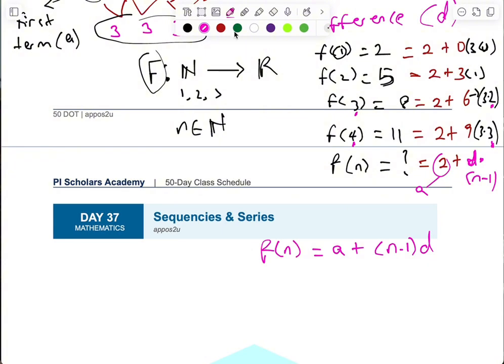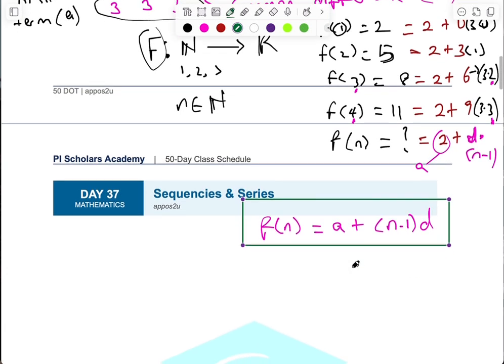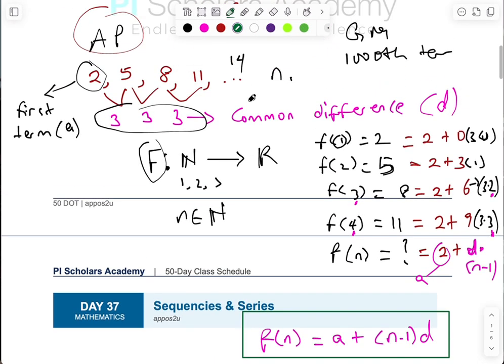And this is a general formula for the nth term of any arithmetic progression. Any arithmetic progression will always satisfy this formula. And so generally we call it the nth term. So most places you see it as Tn equals a plus n minus 1 times d. So we can apply that for this particular term now.